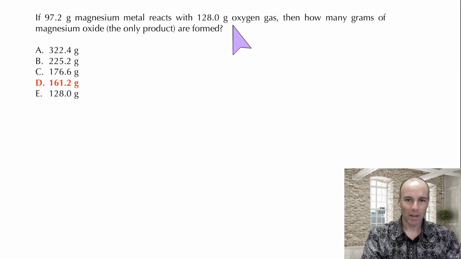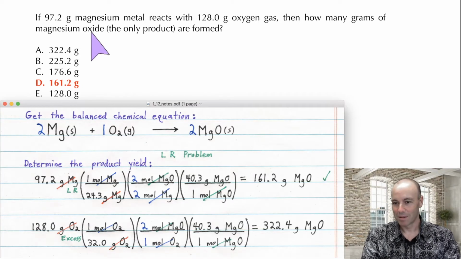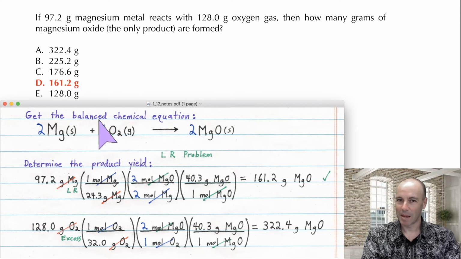But first of all, we need the balanced chemical equation in order to solve this problem. So you know the two reactants, magnesium metal and oxygen gas, and it tells you what the only product is. So we ought to be able to get the balanced chemical equation. That's the first step. You have magnesium metal reacting with oxygen gas. Oxygen gas comes in the form of O2, and the product is magnesium oxide. So magnesium oxide has the formula MgO.